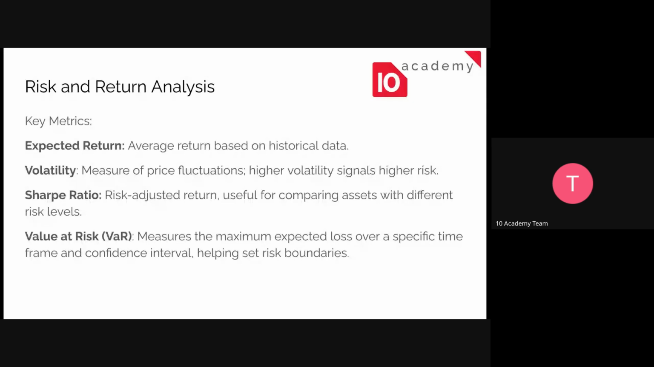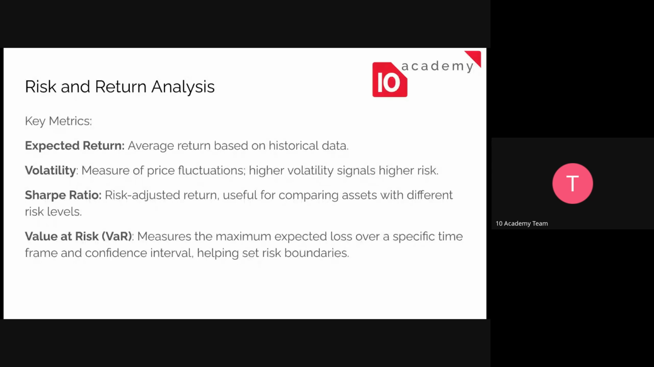If today you see it at $100, and tomorrow it goes down to $90, and the day after tomorrow it goes to $95, you cannot predict it, so it's highly volatile. And Sharpe ratio is just risk-adjusted return. It's useful to compare assets with different risk levels. And value at risk is just the measure of maximum expected loss over a specific time frame and confidence interval.